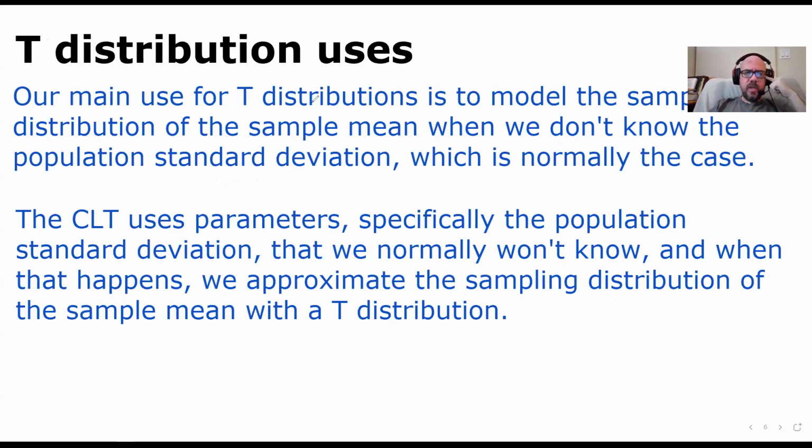All right, so our main use for t distributions is to model the sampling distribution of the sample mean when we don't know sigma, which is normally the case. When we're doing some sort of honest to goodness research, it's unlikely we'll know what the population standard deviation really is, because all we've got is a bunch of sample data. And when all you've got is a bunch of sample data, that's when your t distribution is useful. So let's do an example.